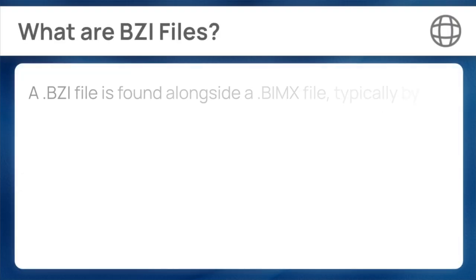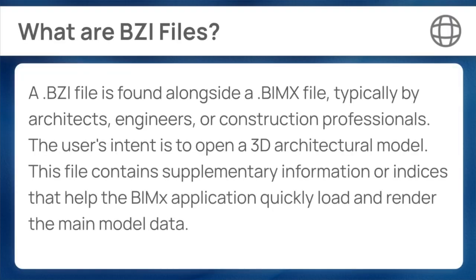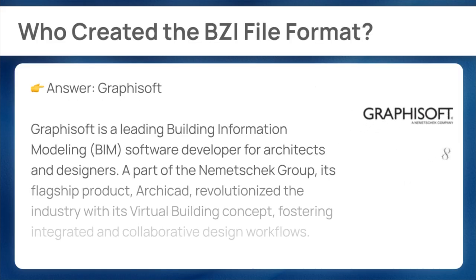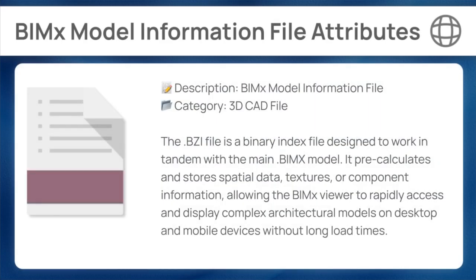A BZI file is found alongside a BIMx file, typically used by architects, engineers, or construction professionals. The user's intent is to open a 3D architectural model. This file contains supplementary information or indices that help the BIMx application quickly load and render the main model data. The BZI file is a binary index file designed to work in tandem with the main BIMx model. It pre-calculates and stores spatial data, textures, or component information, allowing the BIMx viewer to rapidly access and display complex architectural models on desktop and mobile devices without long load times.